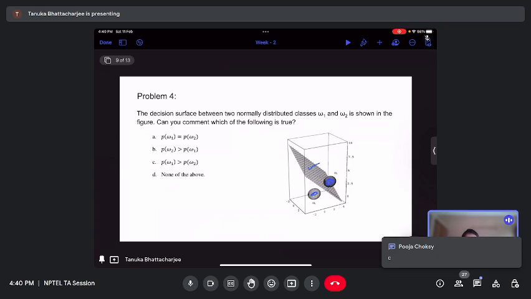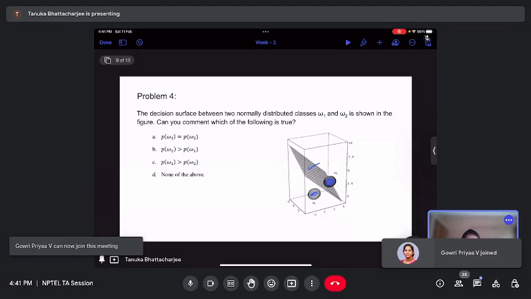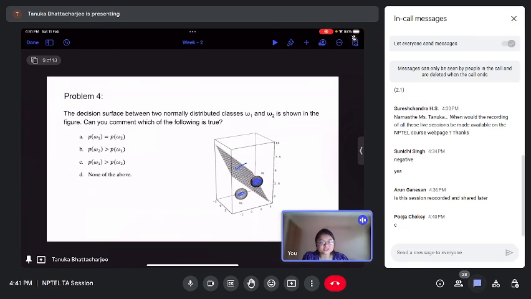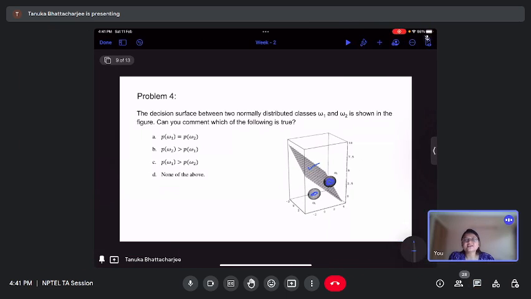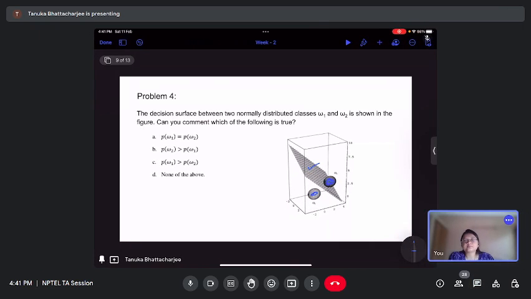Is the prior probability equal? Pooja is saying option C, which is probability of class omega 1 is greater than probability of class omega 2. Anyone else? Does everyone agree with this option? Okay, I don't see any objection, so I assume everyone is agreeing. Yeah, absolutely correct option, Pooja. So probability of omega 1 is greater than probability of omega 2.